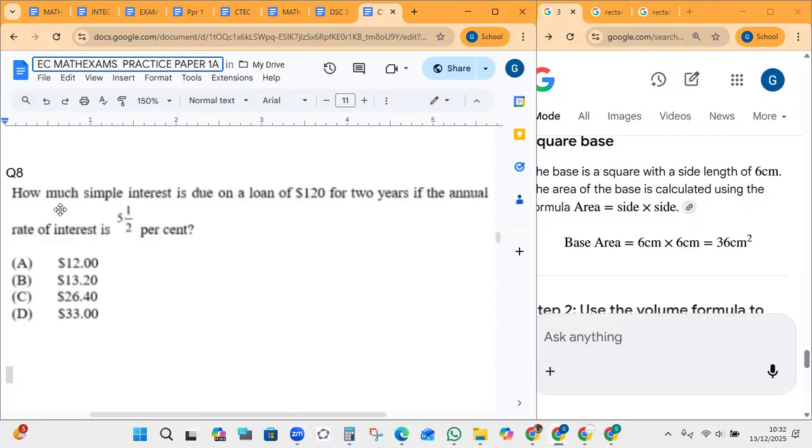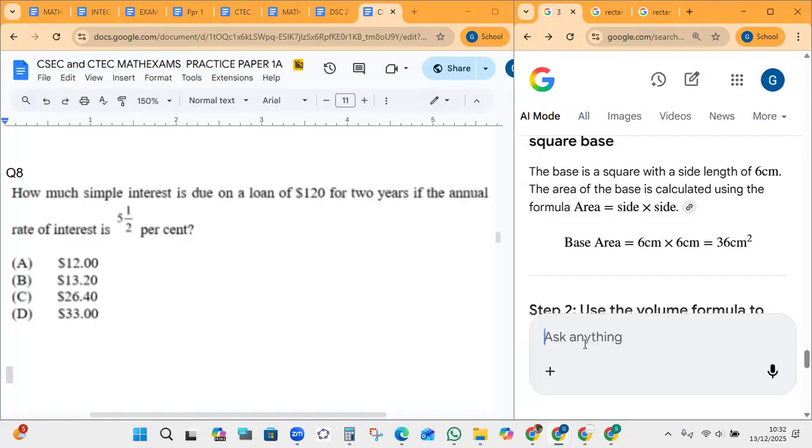It says, how much simple interest is due on a loan of $120 for 2 years if the annual rate of interest is 5.5%? Okay, so that's 5 and 1 over 2, that's 5.5%. So let's read this again. How much simple interest, so that's simple interest and not compound interest, is due on a loan of $120 for 2 years if the annual rate of interest is 5.5%.